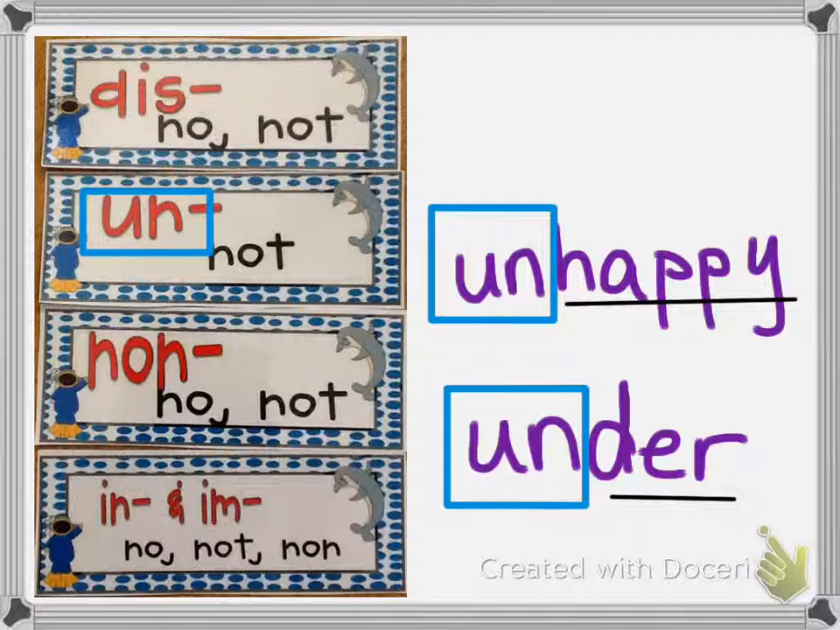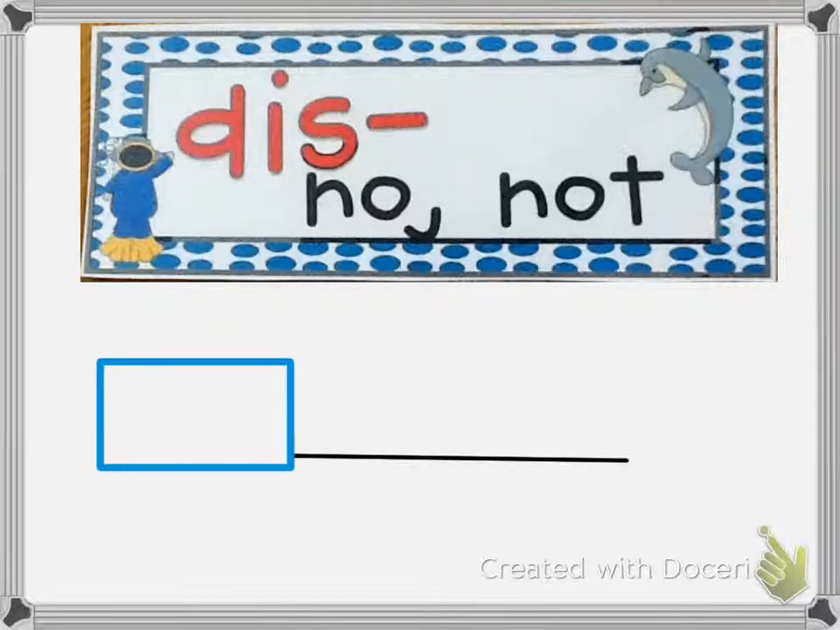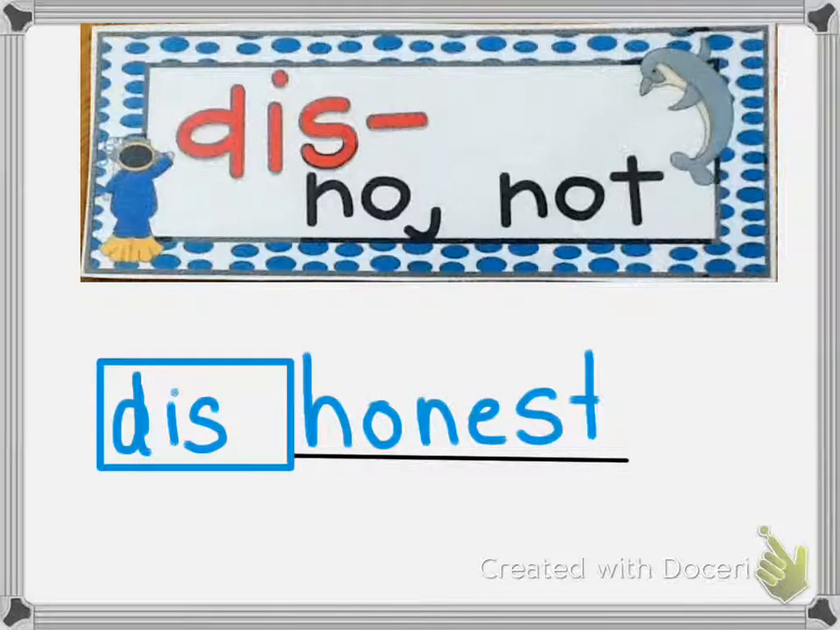So I want you to look at these 4 prefixes, or 5. Dis, un, non, im, and in. All of these mean no or not. Let's talk about dis. So dis means not. I'm going to show you how you could use this to figure out what a word means. So if I have a word like dishonest, well, I know dis means not, so dishonest means not honest.